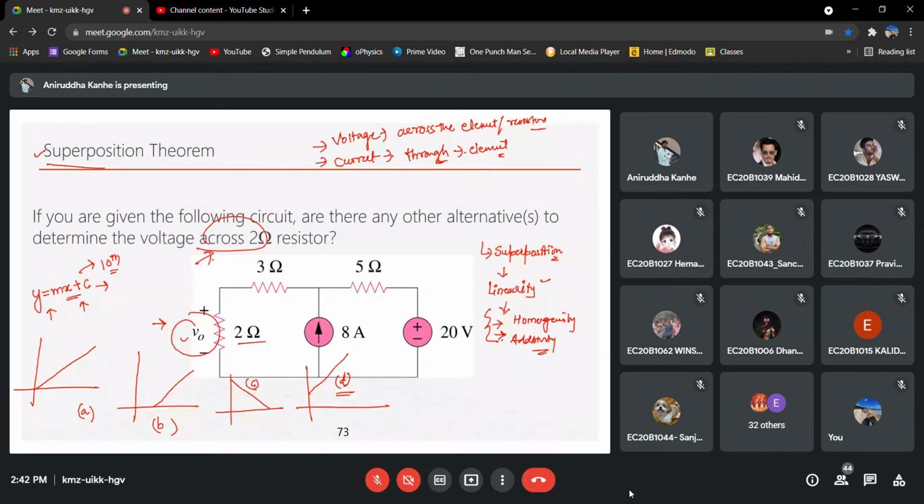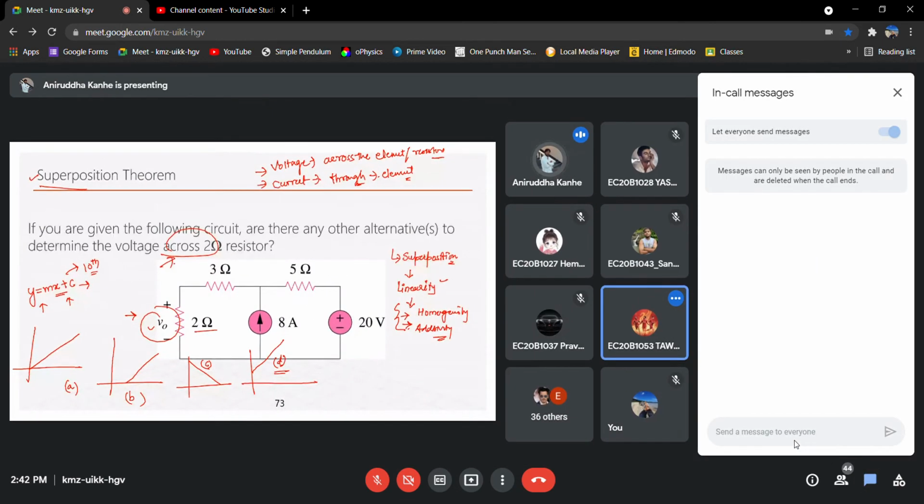Sir, A. Why? Sir, because it follows the properties. It varies linearly with both the axes. So based on that, what's wrong with B? That also varies linearly, right? If you are increasing in the horizontal axis a little bit, a similar increase will be seen in the vertical axis also.